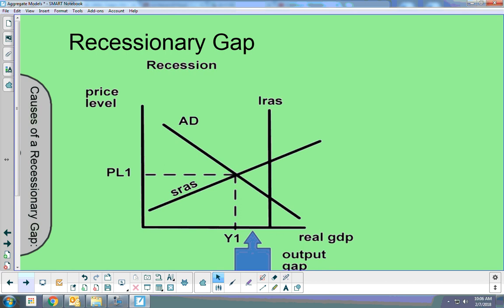Okay, raise your hand if you think it is short run aggregate supply shifting that caused that to happen. Okay, raise your hand if you think it's aggregate demand that shifted. Okay, 1, 2, 3, 4, 5, 6. Raise your hand if you think it was LRAS that shifted. 1, 2, 3. Okay, the majority of you are right by saying aggregate demand shifted that caused that to happen.